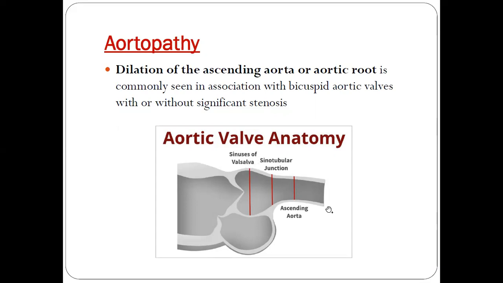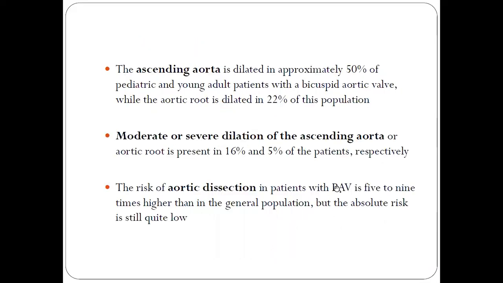And this is the anatomy of an aortic valve, and these are the sinuses of Valsalva, the sinotubular junction, and the ascending aorta. In patients with bicuspid aortic valve, root dilatation is the most common, which is later followed by dilatation of the ascending aorta. The ascending aorta is dilated in approximately 50% of young adult patients with bicuspid aortic valve, while the aortic root is dilated in 22% of this population.